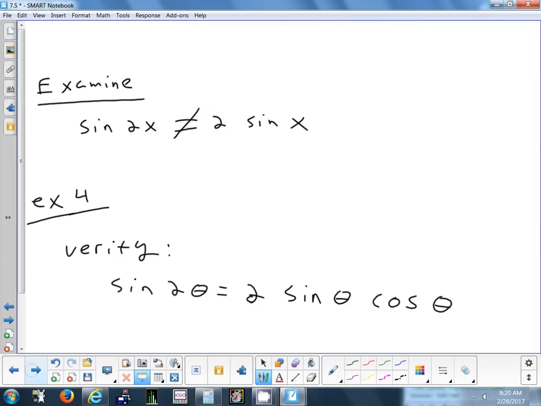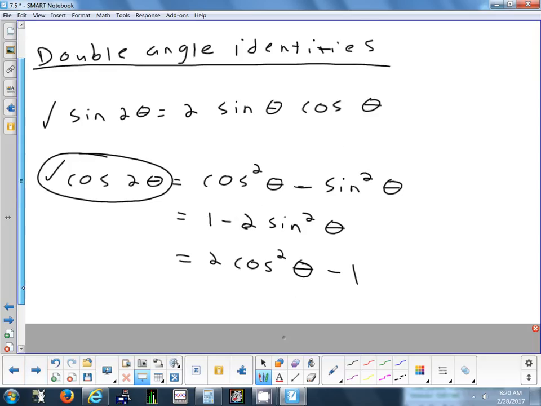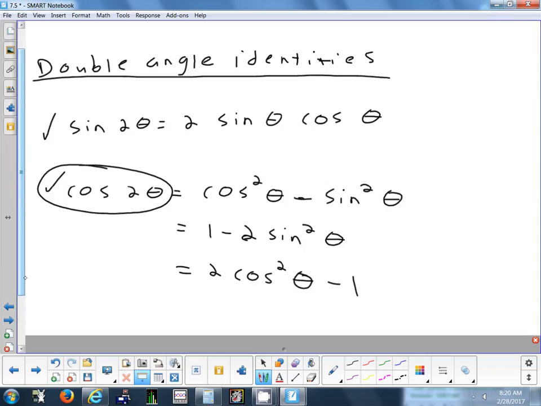All right, we got into the double angle. This one I know we proved. Let's look at this one. I don't think this one is, this is a lot easier than the last one we just did. Let's look at cosine 2 theta.